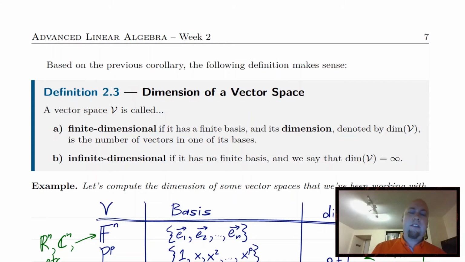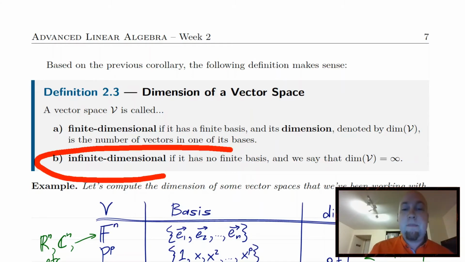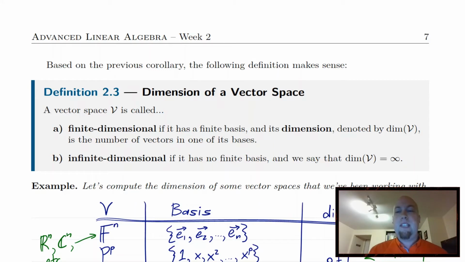And we say that the vector space is infinite dimensional if we cannot find a finite basis of it. And we just write that as dim V equals the infinity symbol.